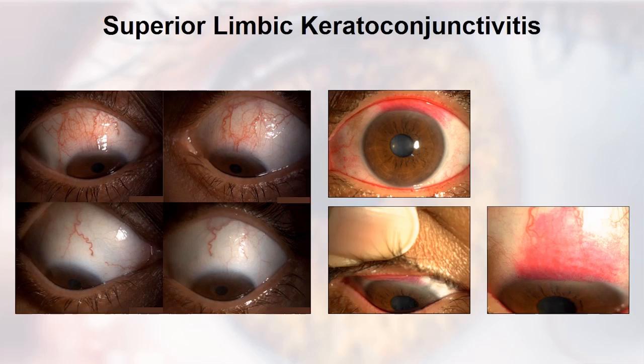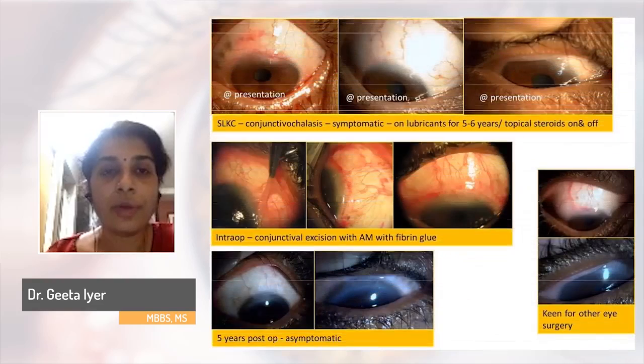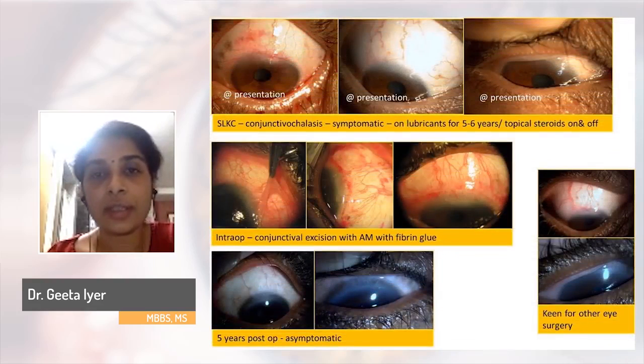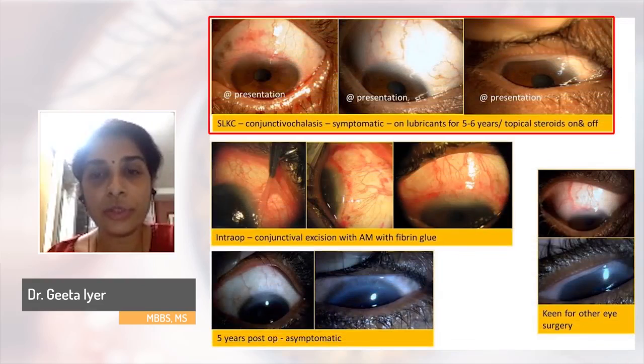This is the same patient 3 months later after a very short course of topical steroids, copious lubrication, and the patient is also on topical cyclosporine. You can also have significant conjunctivochalasis. Usually SLKC is associated with both inflammation and chalasis, which is something that you appreciate when you push the lid down. You can actually see the fold of conjunctiva just beneath the upper lid, which is indicative of the presence of chalasis along with the inflammation.